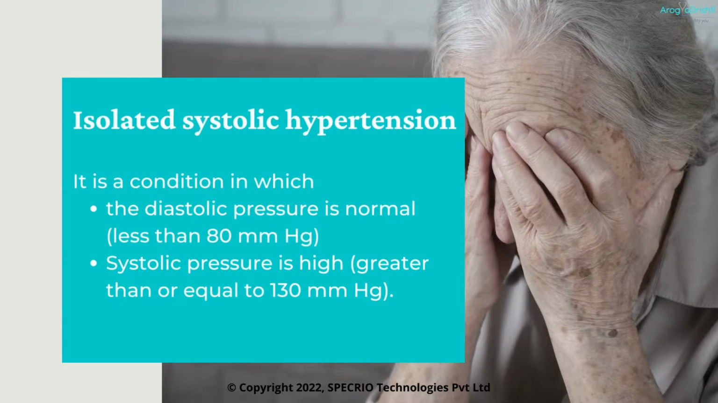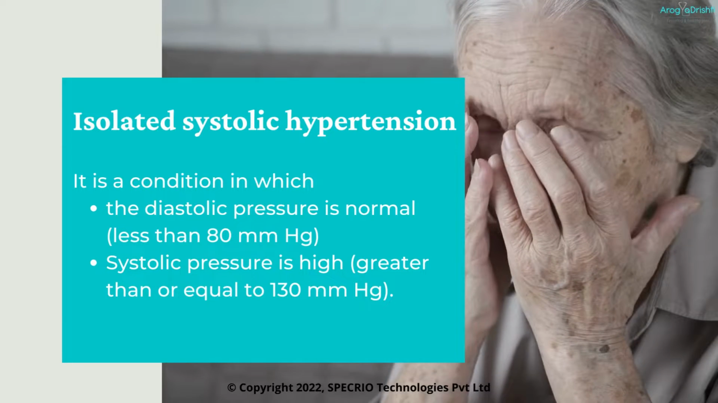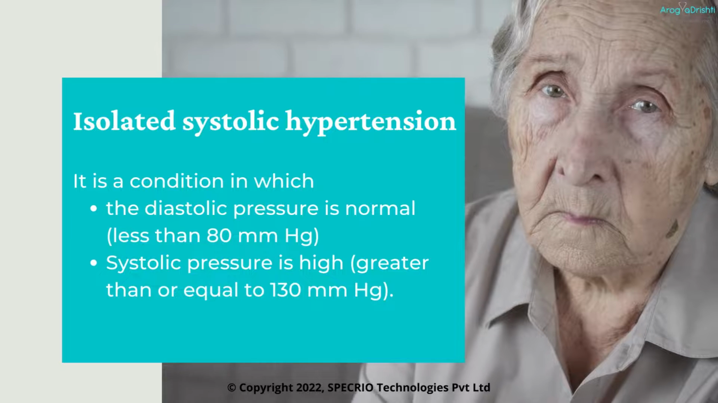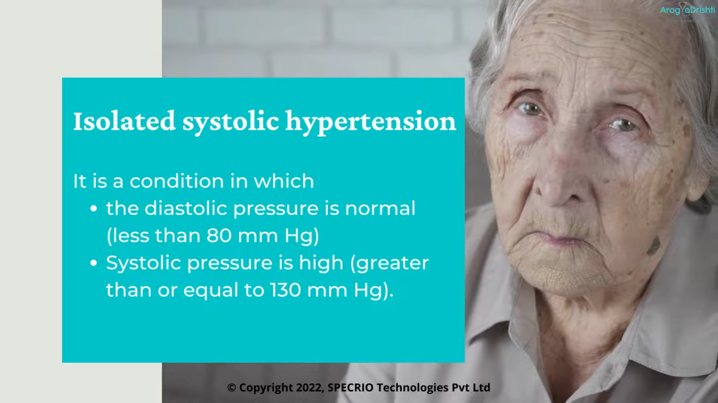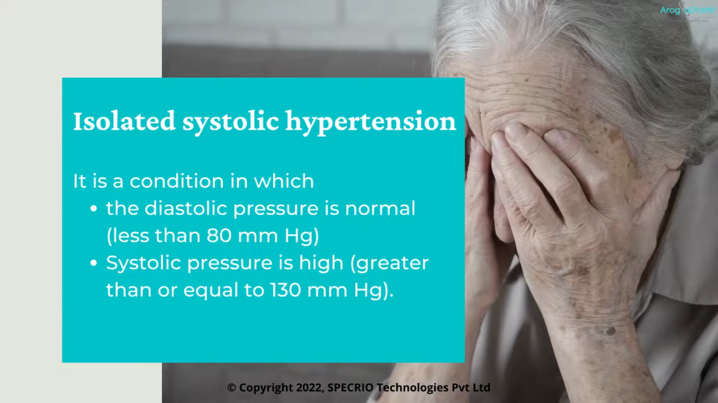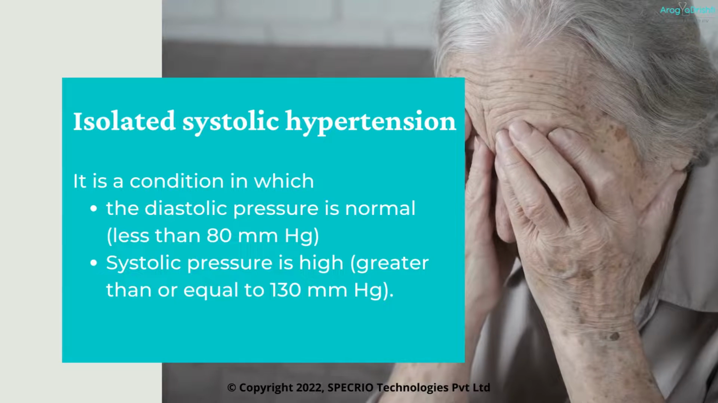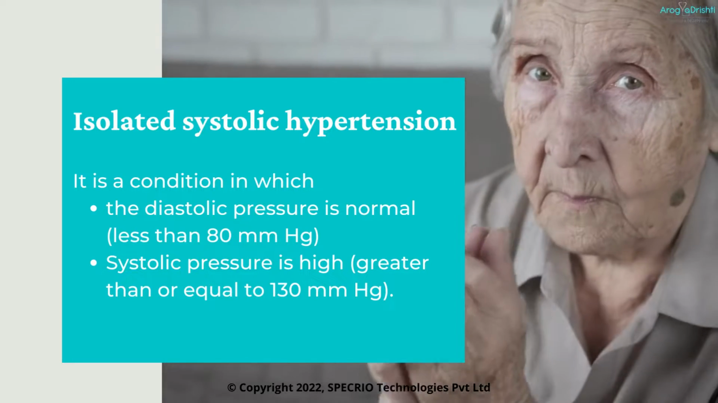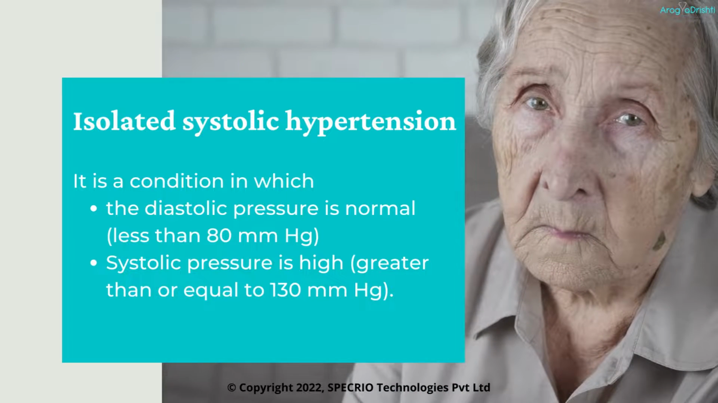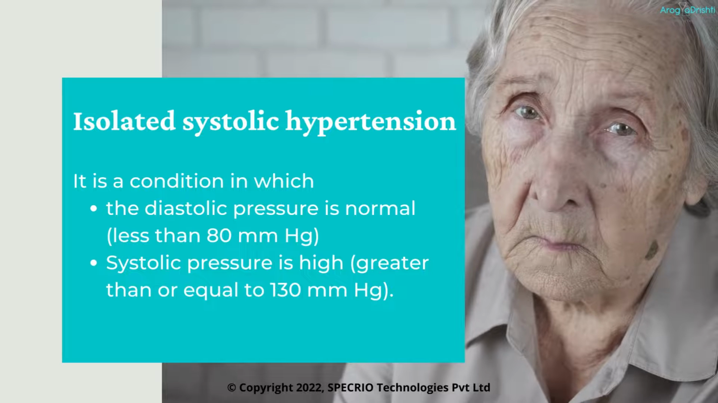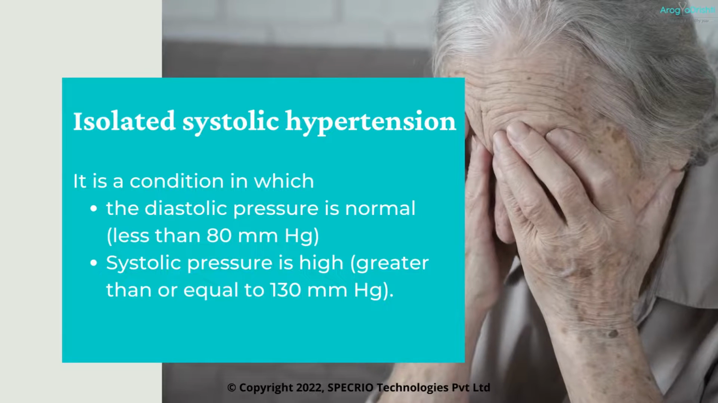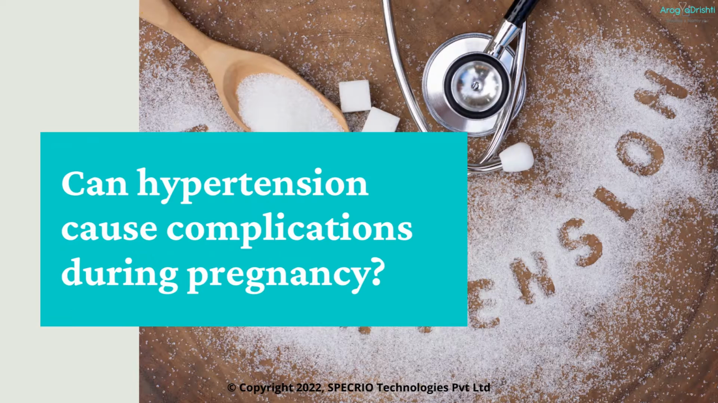In the blood pressure reading, both systolic and diastolic numbers are equally important. However, after age 50, the systolic reading is even more important because in a condition called isolated systolic hypertension, the diastolic number remains normal, which is less than 80 millimeters of mercury, but the systolic number becomes high, and this is common in people older than 65.